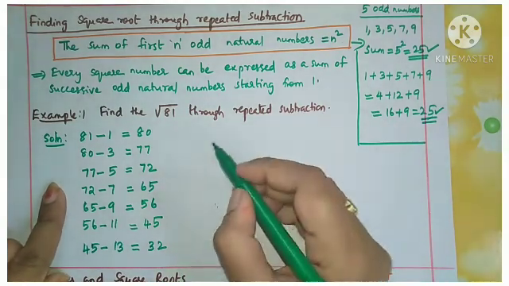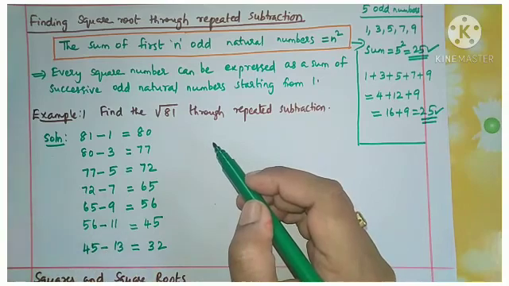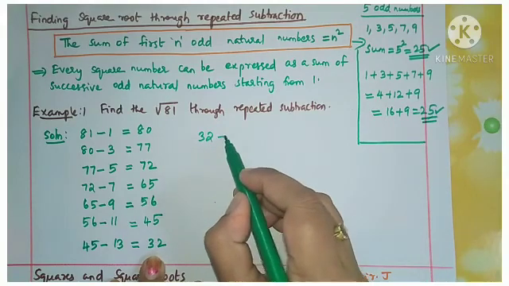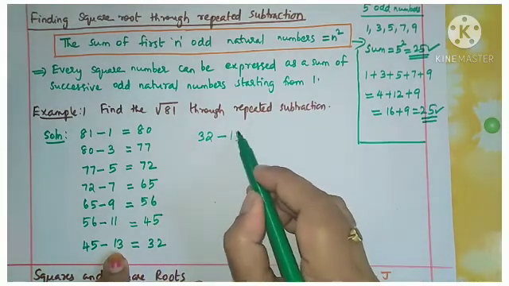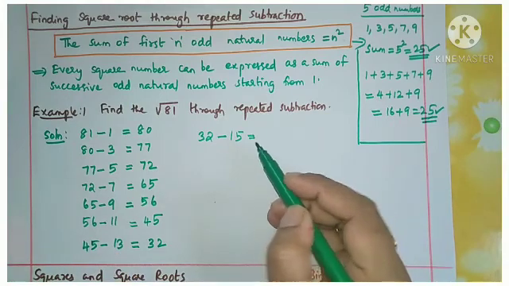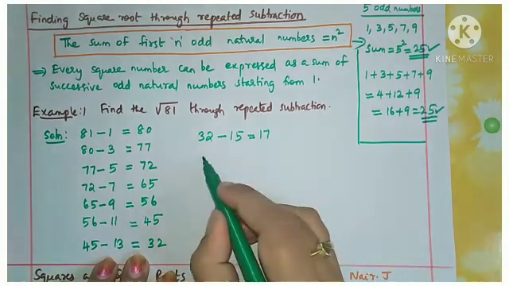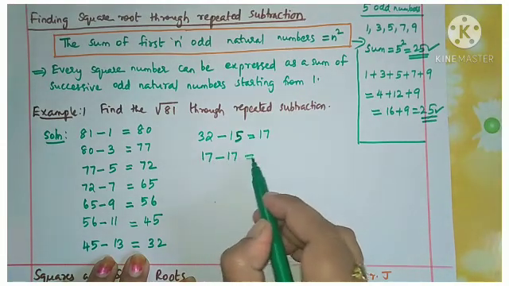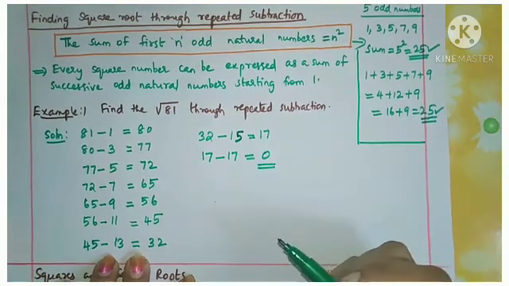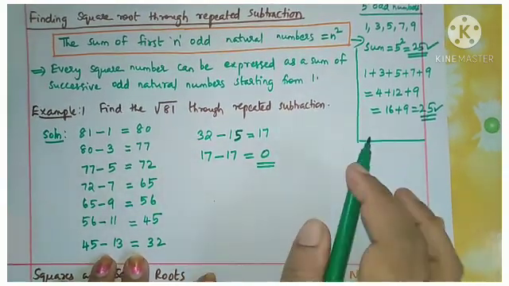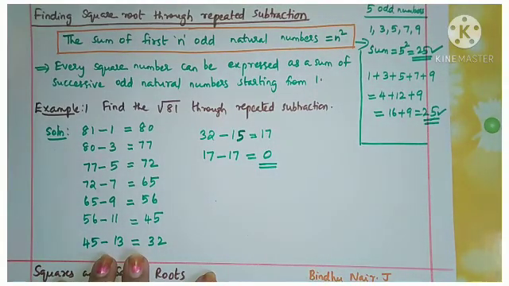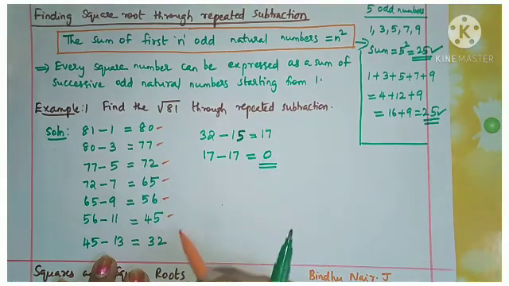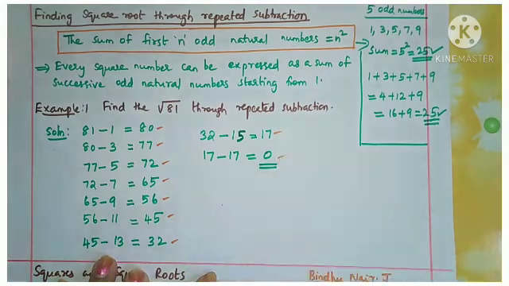Till we get 0, we want to continue this process. So now our answer is 32. 32 minus the next odd number 15 is 17. Now 17 minus the next odd number 17 equals 0. So thus we got 0. Now stop the process. Now count how many steps we did. That is 1, 2, 3, 4, 5, 6, 7, 8, 9 steps.